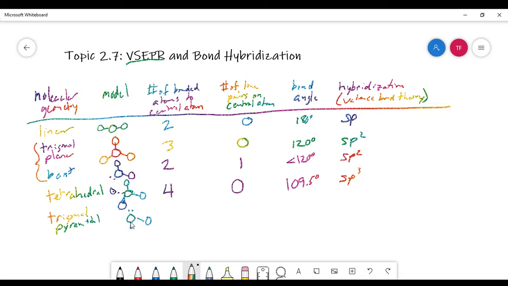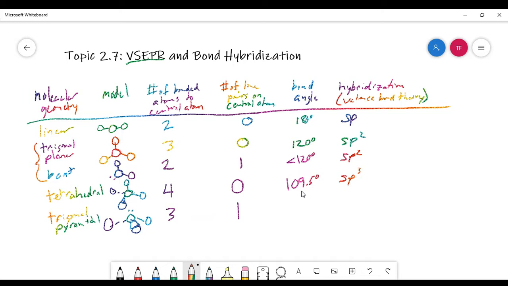And again, if you look at the structure of ammonia, if you drew the Lewis dot structure, you would see that there's 3 bonded atoms and 1 lone pair. So 3 bonded atoms and 1 lone pair, but still 4 electron domains. Just one of the domains is now a lone pair instead of a bonded pair.